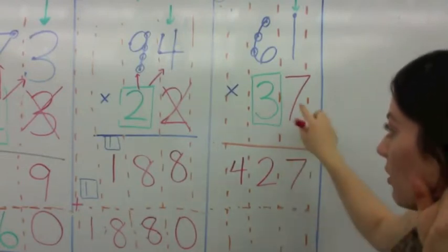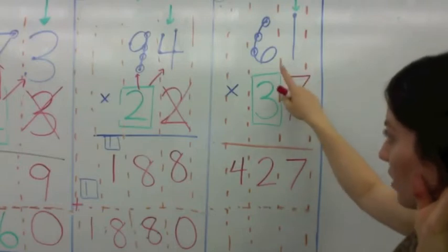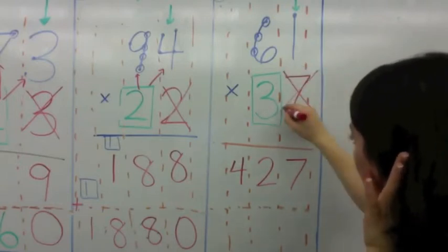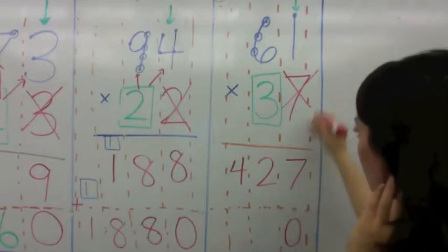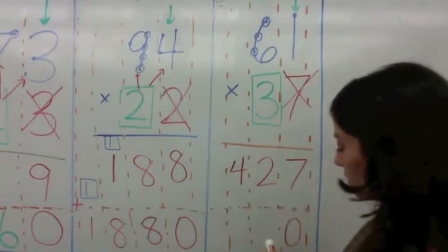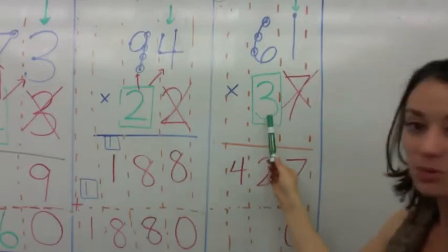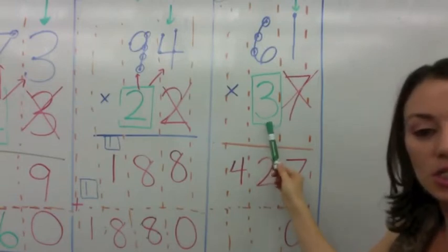Are you done multiplying out the ones place? Yes or no? Are you done with the 7? You did 7 times 1 and 7 times 6? Yes. So cross it out, and then you're going to put a placeholder. Placeholder is 0. It means we're done with 7. Now we're going to work with the number in the box, which is in the tens place. What number is this? This is 3, right?